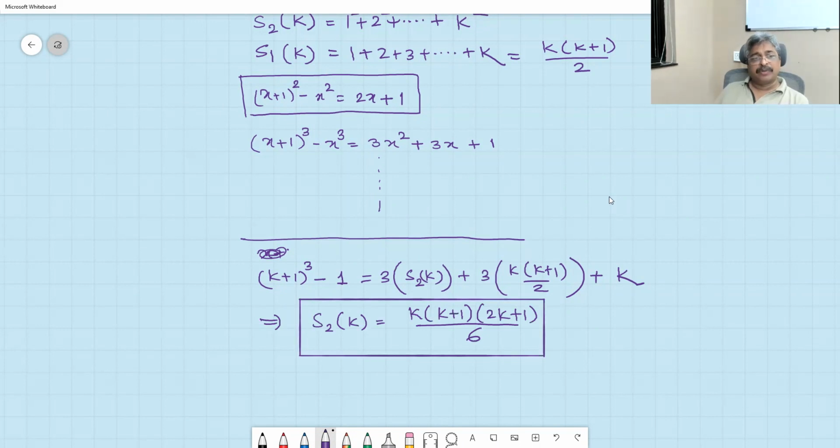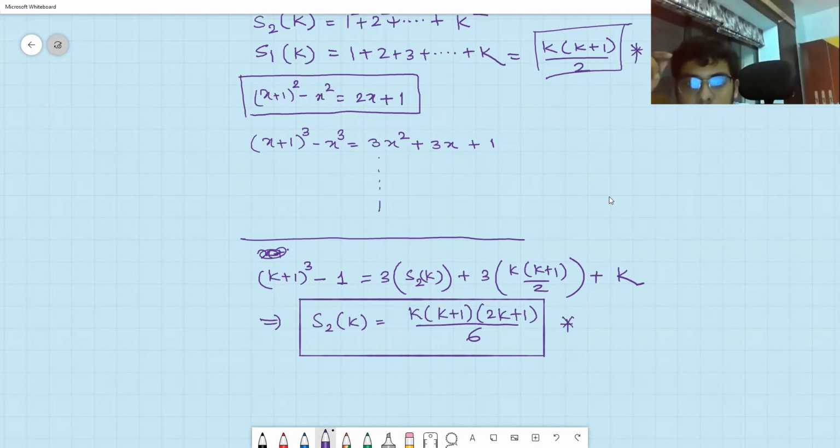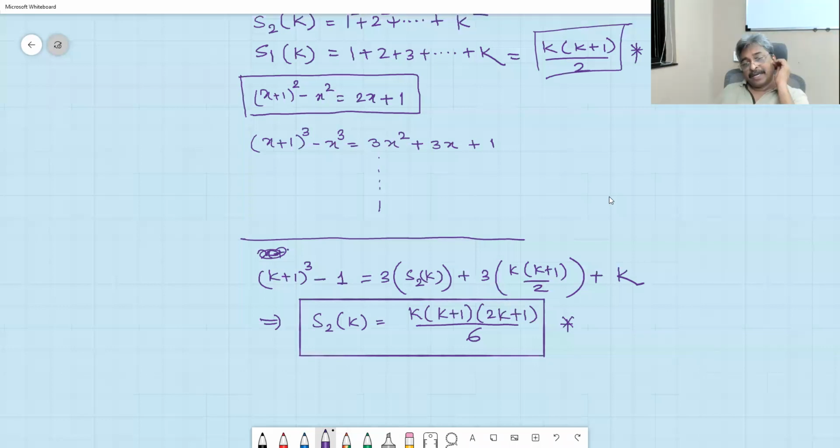If you multiply this, you will get an identity, but it is supposed to be remembered like this. This is to be remembered. Sir, but by this formula we will get 2k cube, but we have only 1k cube. So that 2 will get cancelled. Don't worry.